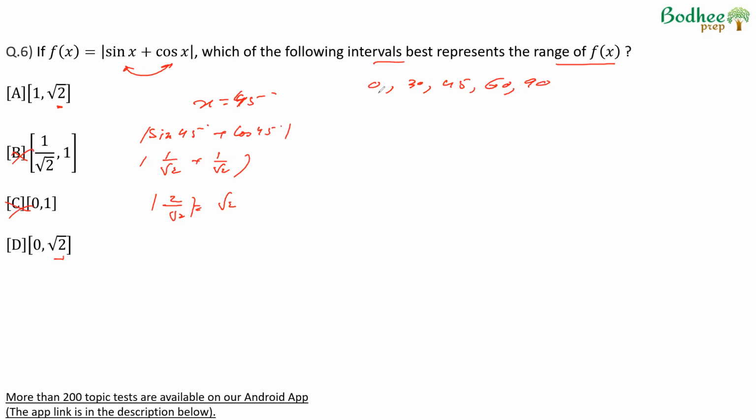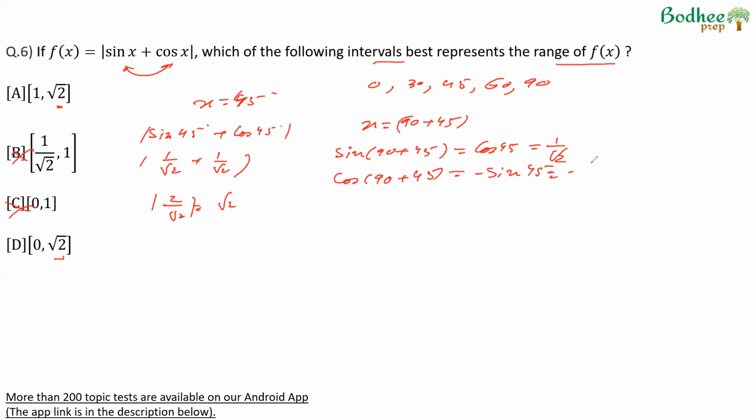If I look at positive and negative values, when they're of the same value but with a negative sign, for example, if x is equal to 90 plus 45, in this case, sin 90 plus 45 will be cos 45, which will be 1 by root 2. Cos 90 plus 45, because in the second quadrant cos is negative, we'll have minus sin 45, which will be minus 1 by root 2. In this case, as you can see, sin plus cos will be 0. And therefore, the minimum possible value is 0. Hence, option D becomes my answer.